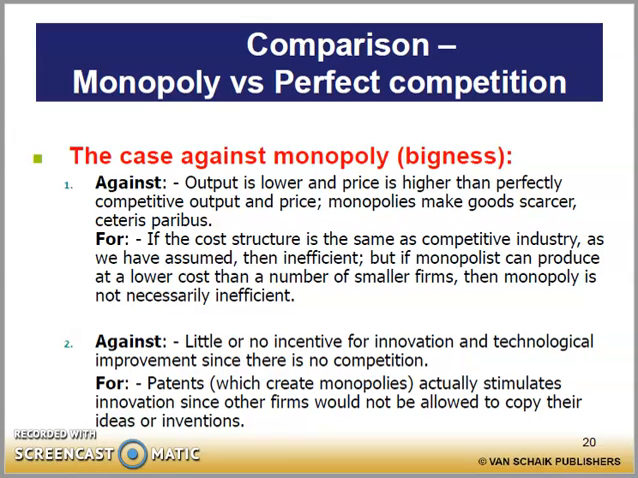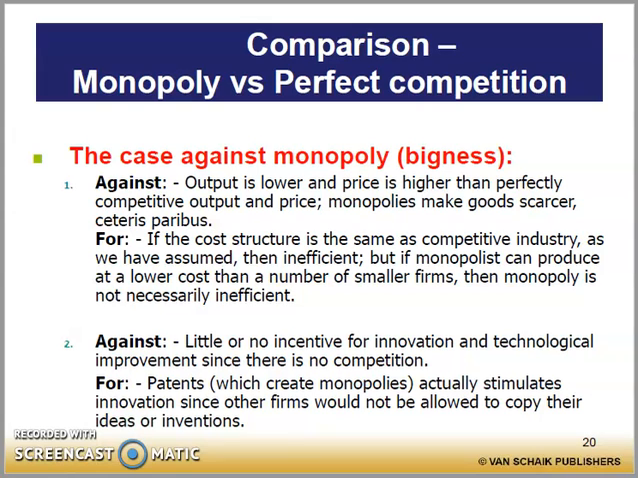So the first one is that, as we have seen, monopoly output is lower than the perfectly competitive output, and monopoly prices are higher than perfectly competitive prices. This is for a given set of cost and demand conditions. So monopoly makes goods scarcer and more expensive, holding other factors constant, than they would have been if the industry were competitive. And this results in an inefficient allocation of resources.